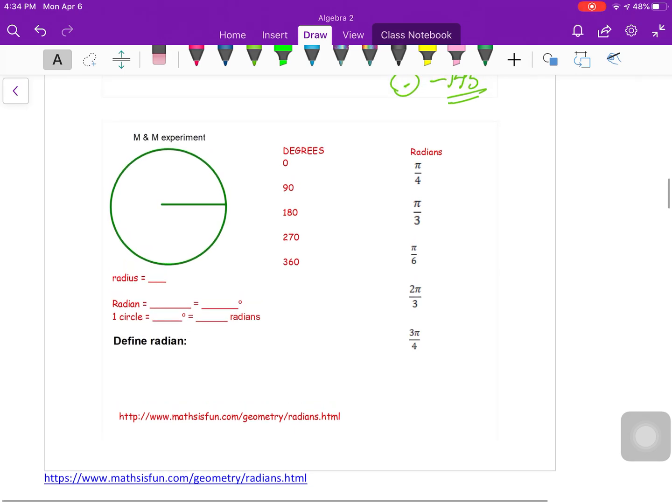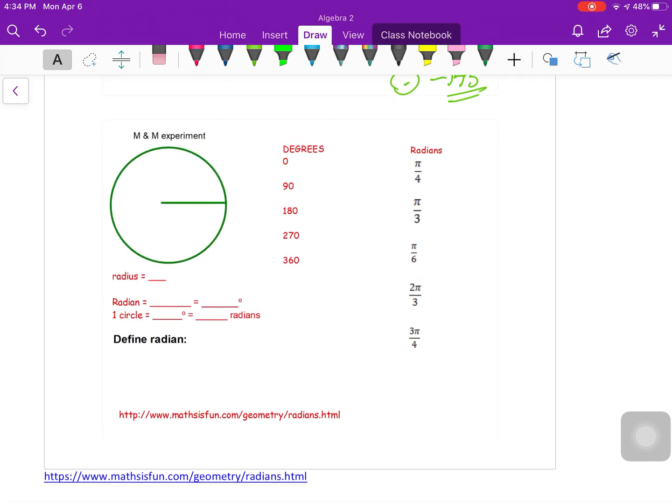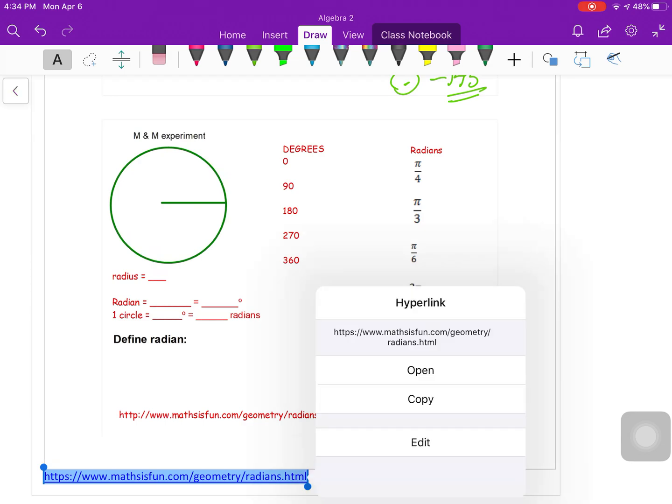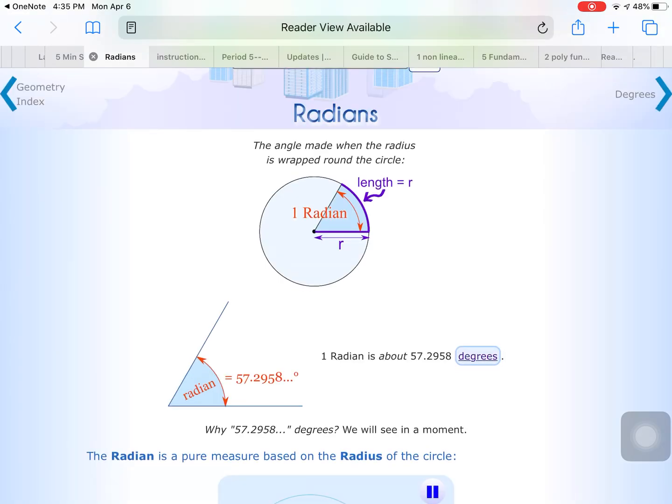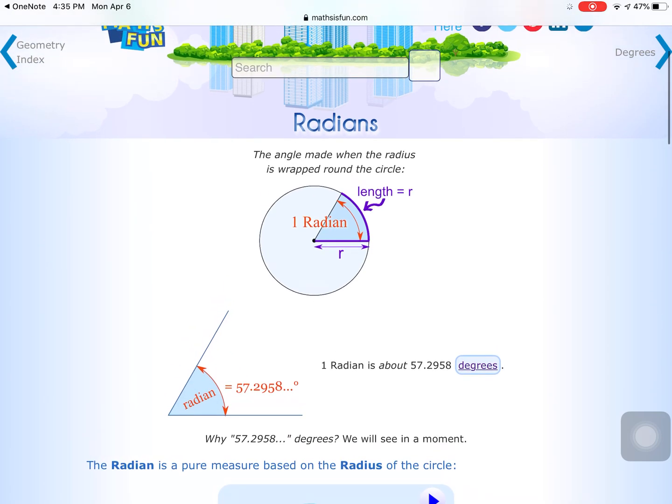All right. Now we're going to take a look at what a radian is. The angle made when the radius is wrapped around a circle, that is what a radian is. The angle made when the radius is wrapped around the circle.